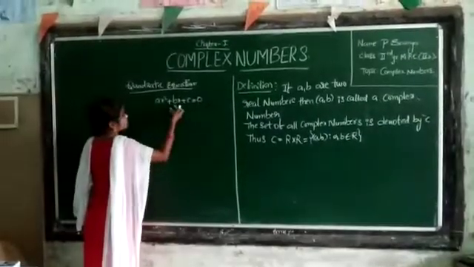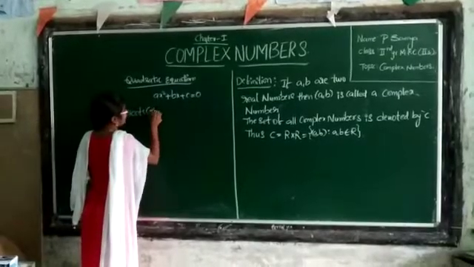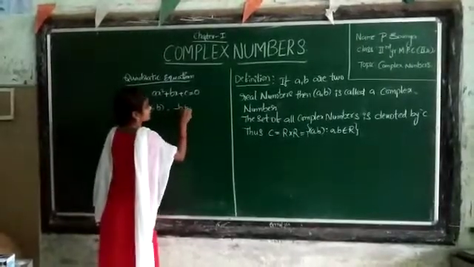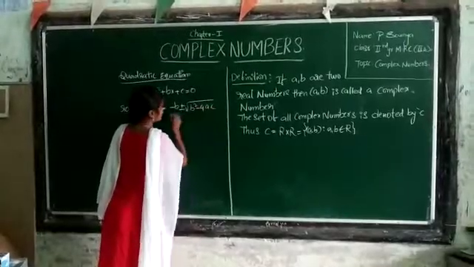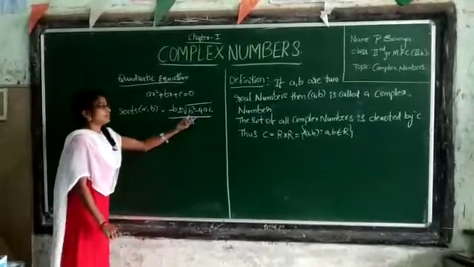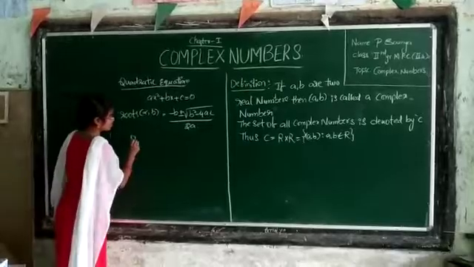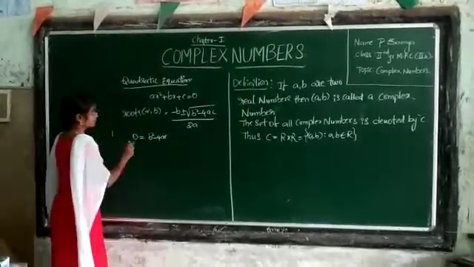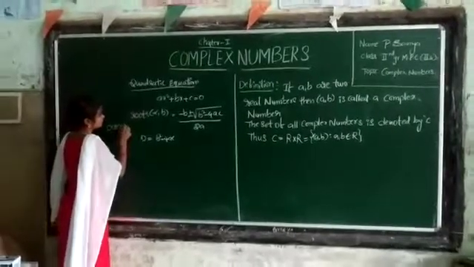Suppose I am taking the roots alpha, beta. That is equal to minus b plus or minus under root of b square minus 4ac, by 2a. Here I am taking the discriminant part, that is D equals b square minus 4ac. Here D is called the discriminant.